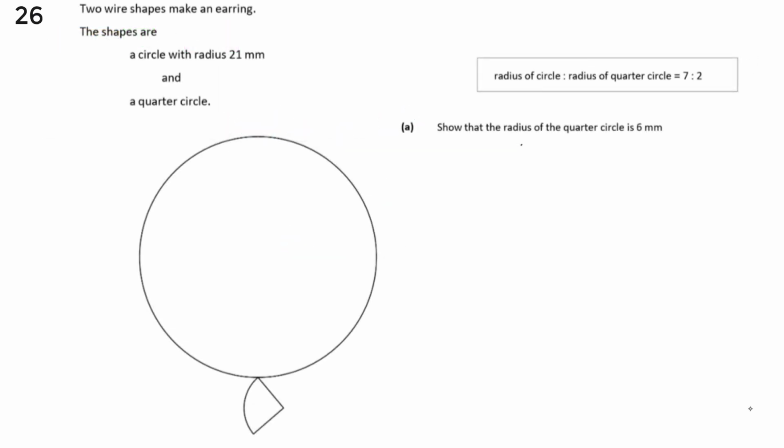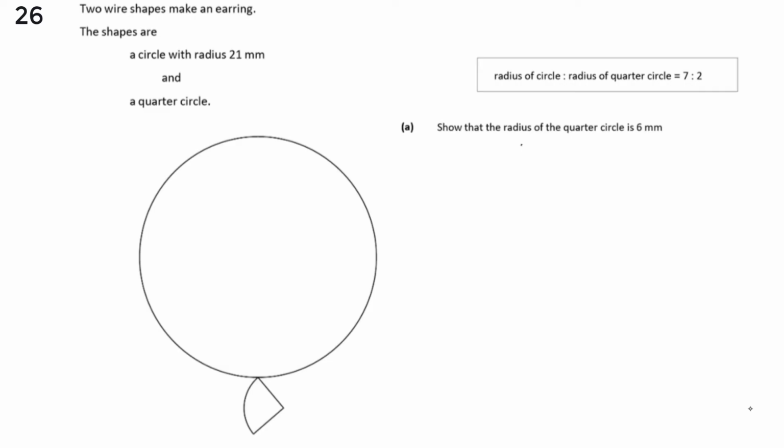2 wire shapes make an earring. The shapes are a circle with radius 21 millimeters and a quarter circle. Now the radius of the circle to the radius of the quarter circle is 7 to 2. Show that the radius of the quarter circle is 6 millimeters.